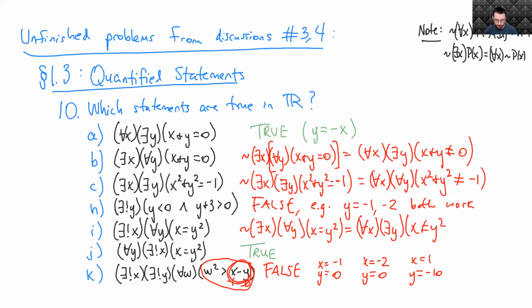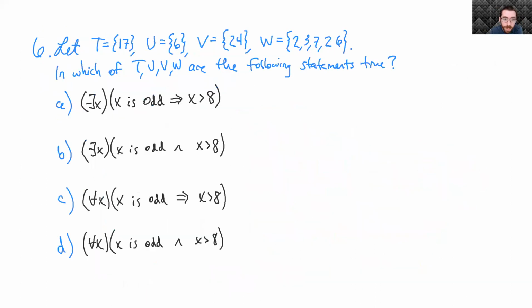After this, we want to actually write proofs for these things. After section 1.3, I think there's one more problem we could work on in section 1.3. Yeah, here we go. This is another good one. So here we're given 4 sets containing numbers. T is the set containing just the number 17. U is the set containing the number 6. V has 24 in it. W has a bunch of things.